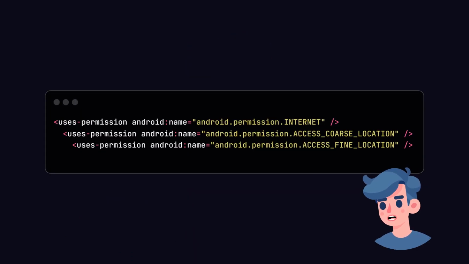Before we wrap this up, let's take a quick look at the permissions needed in your Android manifest.xml to allow access to the internet and potentially location services.